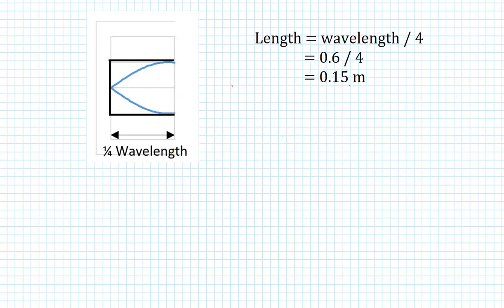So we need to divide the wavelength by 4 to get the length of the pipe. And the wavelength is given 0.6 meters. So our pipe is 0.15 meters in length.